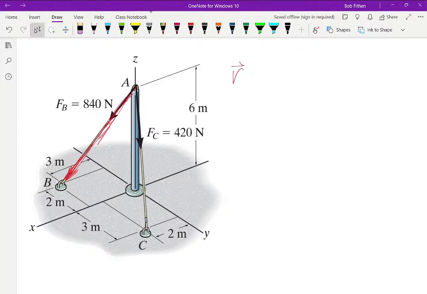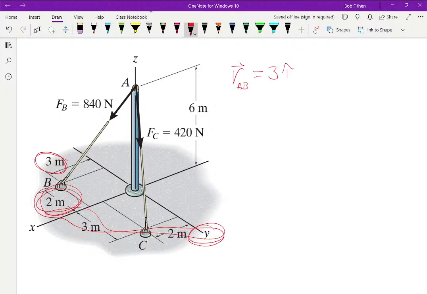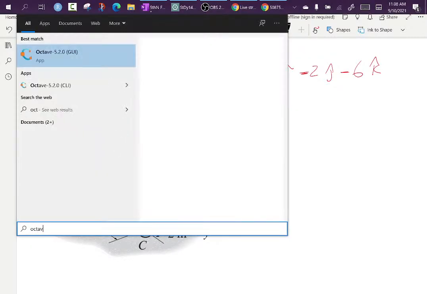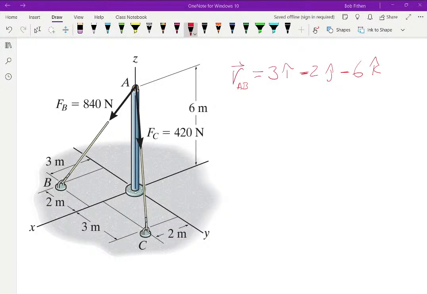So if I want to draw a vector that originates from A and points to B, what I would do is I would recognize, well, it would run out 3 meters in that direction. It would run back 2 meters in the Y, and it would run down, going in the negative Z direction, 6 meters in the K. So now that you have this, you realize, hey, I can use that, I can find a unit vector that goes exactly in that same direction.